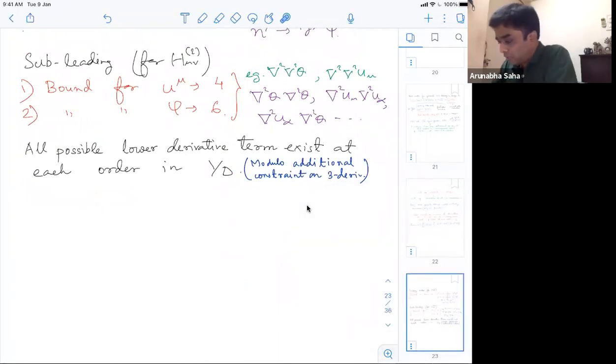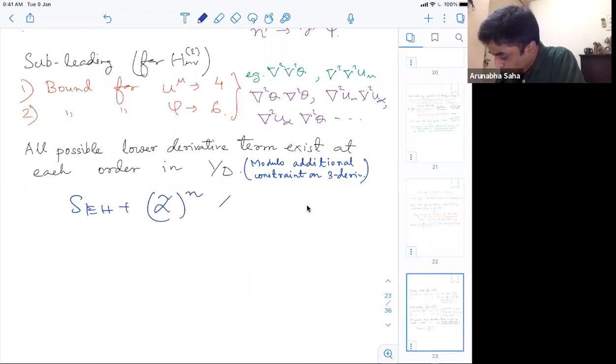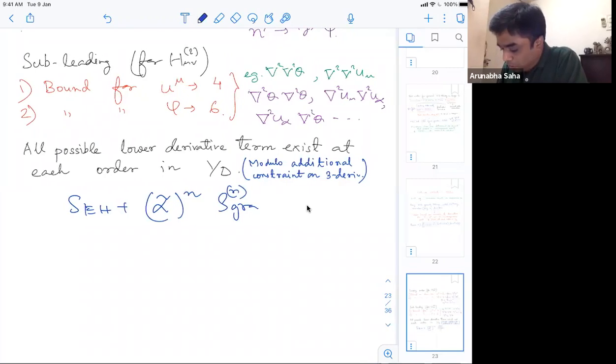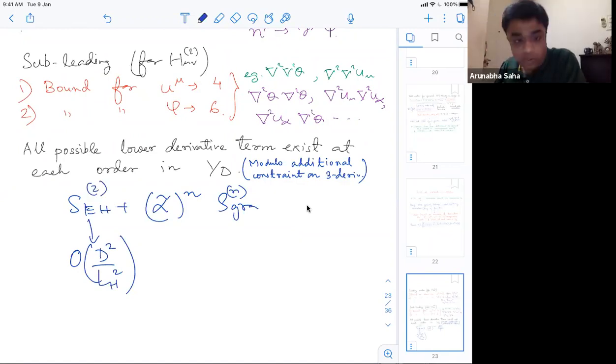I'm really sorry, but yeah, this is the point then. I told you that suppose this is the Einstein-Hilbert part plus some alpha tilde to the power n times the S gravity part, which has n number of derivatives. Now this part to leading order contributes order of d square by LH square, because each derivative is order d, there are 2 derivatives here, and the derivatives are scaled by 1 over LH square. Because LH is the size of the horizon.